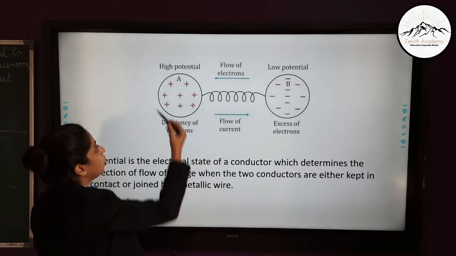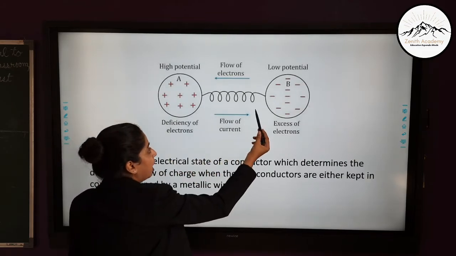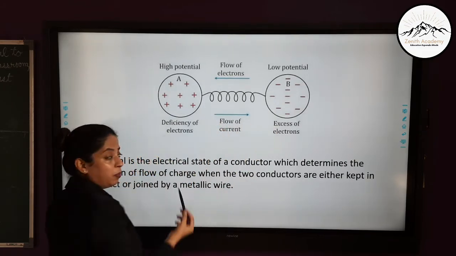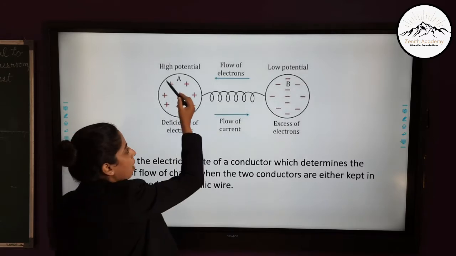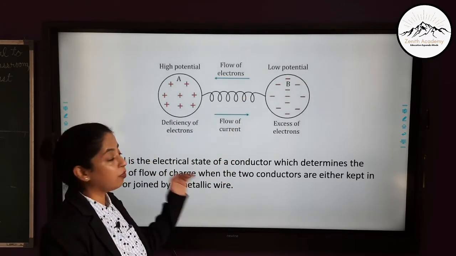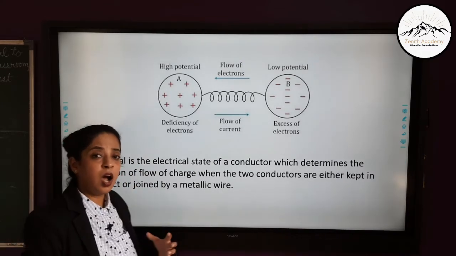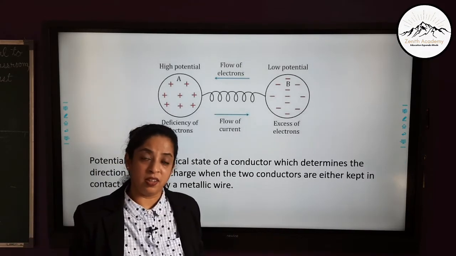Now since we know that this is at high potential, the electrons will flow from low potential to high potential, but the current will flow from high potential to low potential. So it is the potential which is determining the flow of charge. So now we understand the term potential. Now how do we quantitatively explain the term potential?